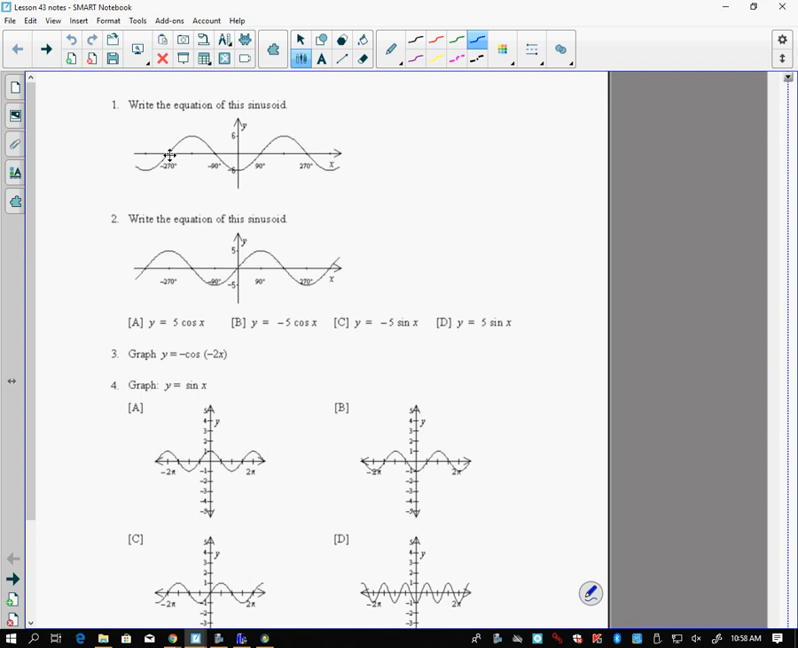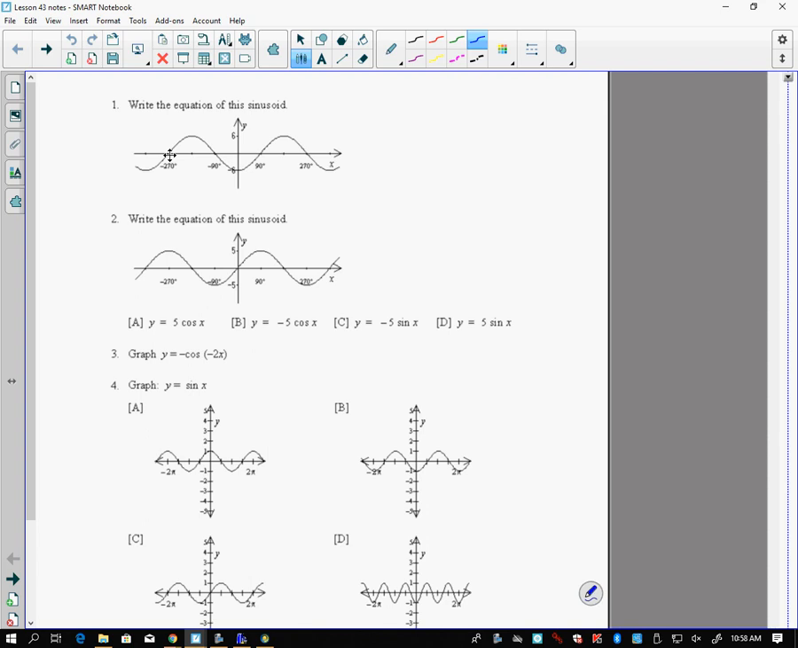So what I want you to do is open to your book. Let's look at page 311, because what I want you to see is what a period change is. A period change is how many degrees until a graph gets back to the same position.